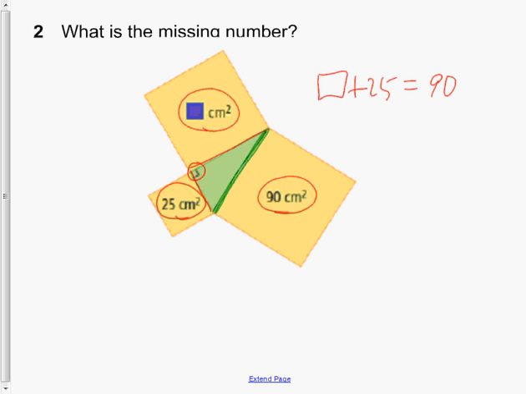Well, the easiest way for us to do that would be actually to take 90 and subtract, because I can think of this as a variable, subtract 25 from 90 to get 65, and therefore x would equal 65, or the box would equal 65. So therefore, this area has to be 65 centimeters squared.